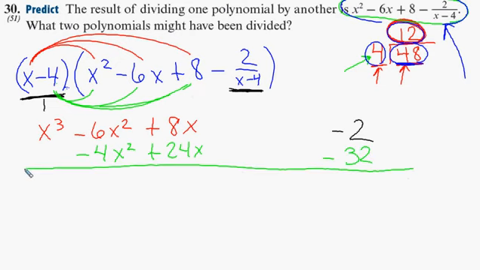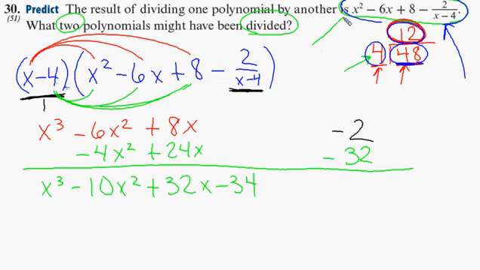Now I can start adding all this together, because I'm really just adding like terms after I've used the distributive property. That gives me x to the third minus 10x squared plus 32x minus 34. What we were asked to do is find two polynomials that may have been divided to end up with this. Well, there we have it. Here's one of them, and the other one is x minus 4. So I'm hoping that you see that if you would take x minus 4 into this, you would end up with this.